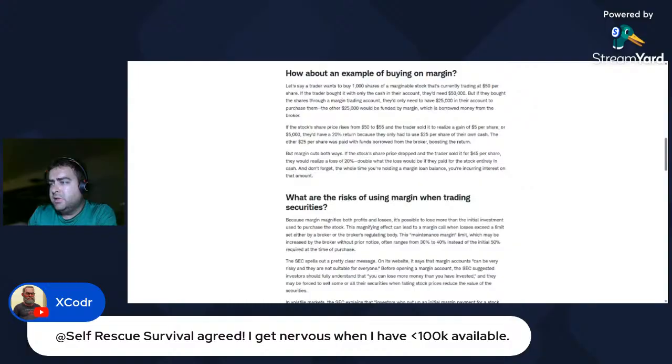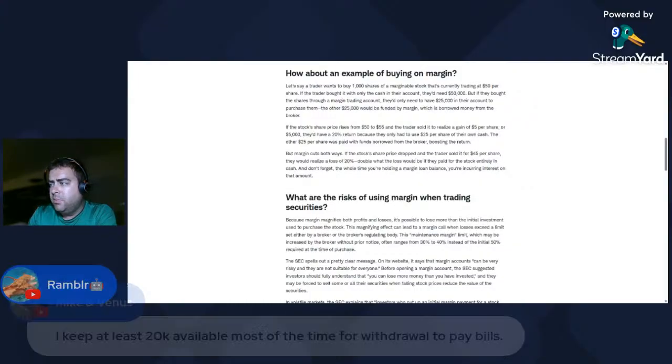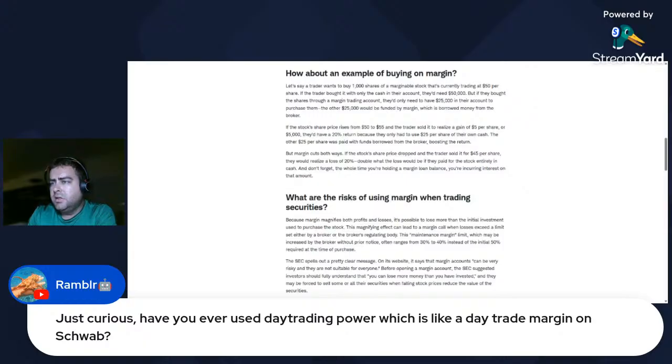I get nervous when I have less than 100K available. I keep at least 20K available most of the time for withdrawal to pay bills. Just curious, have you ever used day trading power, which is like a day trade margin on Schwab? Explain further, because you kind of use some buzzwords there that I think I know what you mean, but just simplify it a little bit, because I've heard of like Power E-Trade and stuff like that. Day trading power. I got flagged one time because I made several pattern day trades, and they said if you keep doing this, you'll be labeled as a pattern day trader, basically.